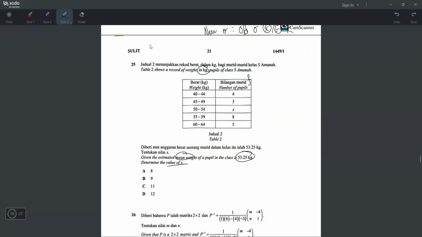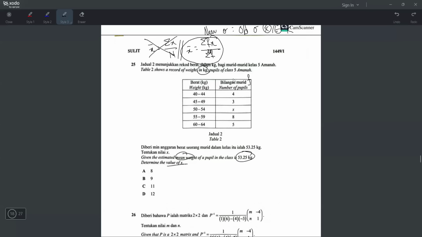Okay, the formula for mean is you take the sum of the data divide with N. Tapi sometimes dia punya data adalah group data. Ada frekuensi. So kita kena guna formula ni: sum of fx divide with the sum of f. For this case, we will not be using the first formula. We will be using this, sebab kita punya data ada frekuensi.